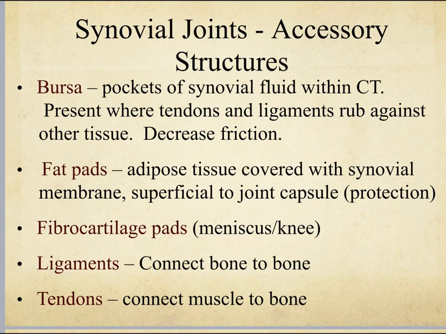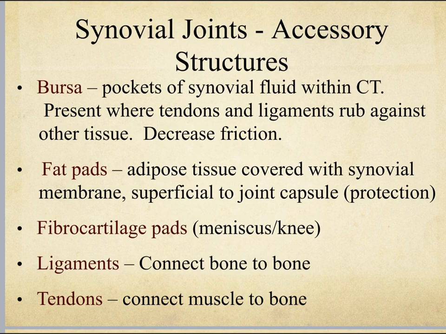Let's look at some accessory structures of synovial joints, things that stabilize, protect, and help decrease damage to surrounding tissue. Our first is going to be a bursa. These are little pockets of synovial fluid within connective tissue. They're like little balloons filled with fluid. They're present where tendons and ligaments rub against other tissues. They're spacers. They space apart bones, muscles, tendons, and ligaments, again decreasing friction.